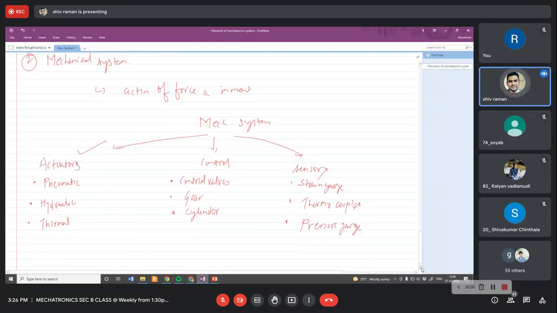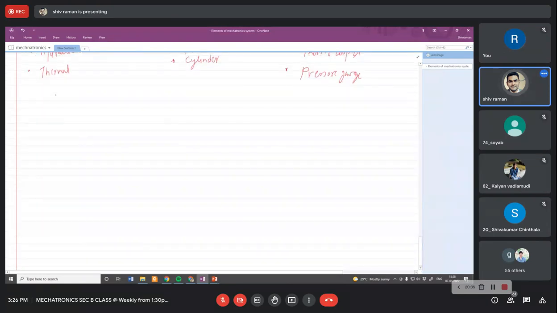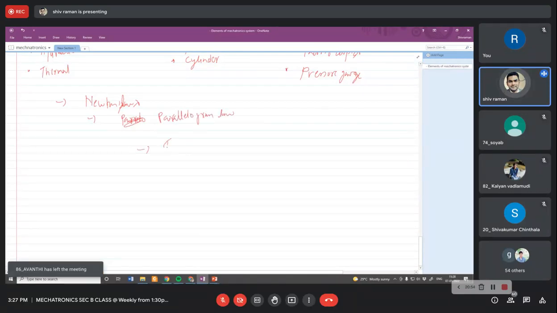A mechanical system typically follows Newton's three laws, the gravitational law, the parallelogram law, and third, it follows the principle of transmissibility. So these three things a mechanical system should follow.